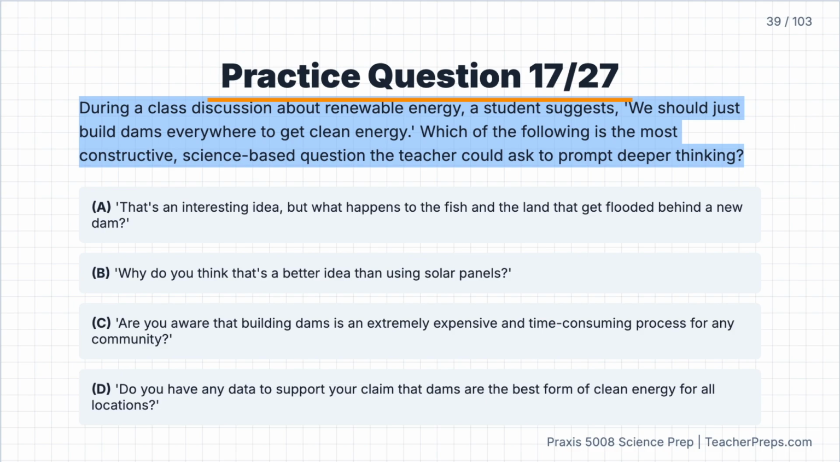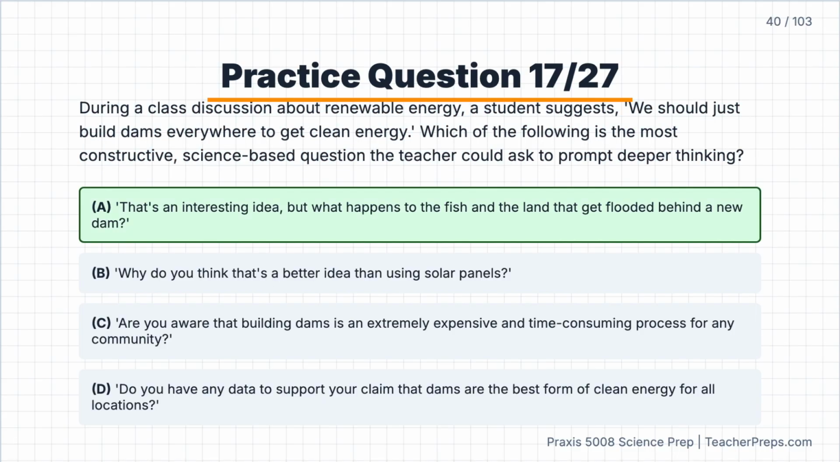Which did you choose? That deeper thinking question comes from option A. "That's an interesting idea, but what happens to the fish and the land that gets flooded behind a new dam?" I like this question because it guides the student to consider the ecological trade-offs of the things that we do to the land that we live on. All right, let's keep this going.